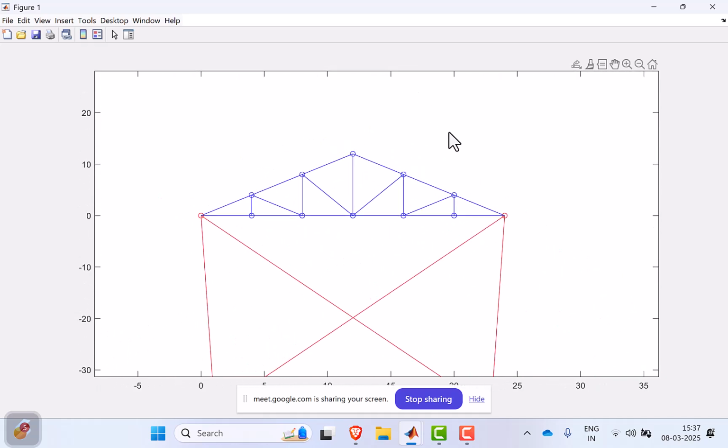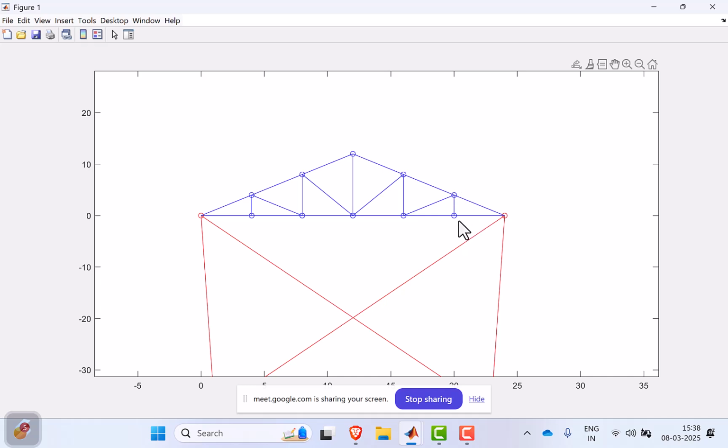Now I'll ask you one more question. Without seeing the solution, which members will have zero forces? Can you repeat the question once? Without seeing the solution, can you tell me which members will have zero force? Yes, the shorter vertical members, this one and this one.